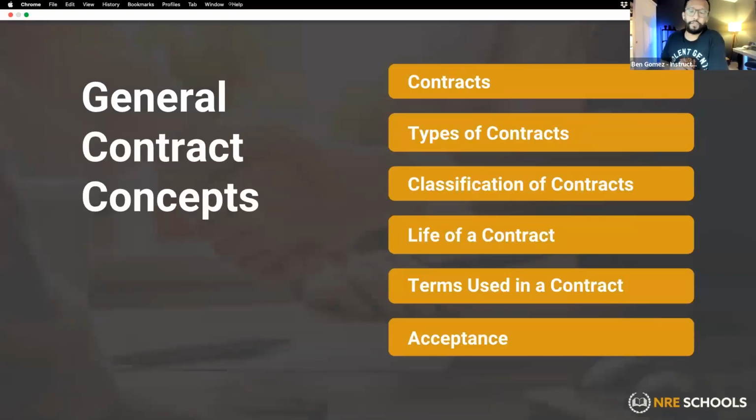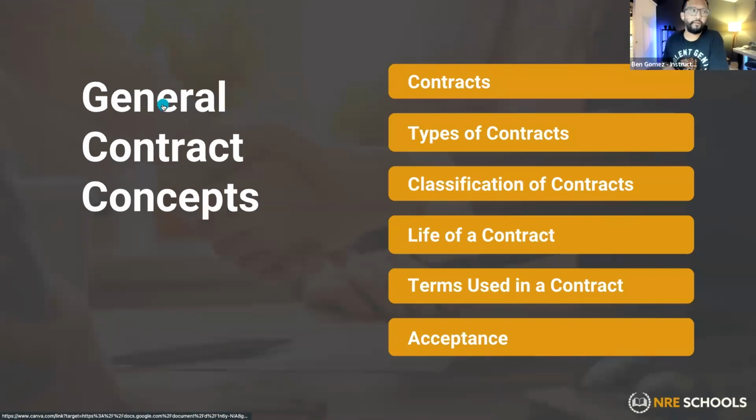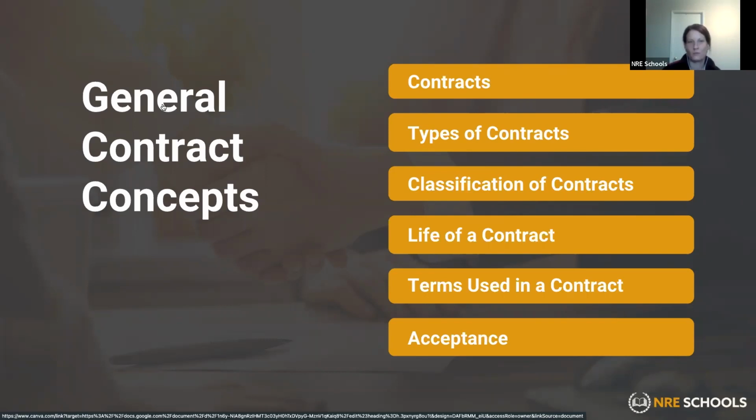So let's talk about general contract concepts. Contracts, types of contract, classifications, life of contract, terms, acceptance of contracts. So in an easy definition, what is a contract? Like, how would you describe it to me in 1 to 2 sentences? Carla, I'm going to call you out on this. What's a contract? An agreement between two people.